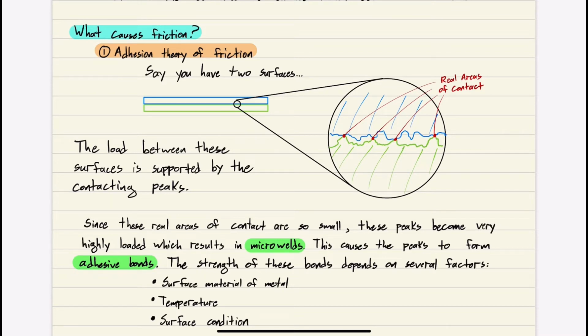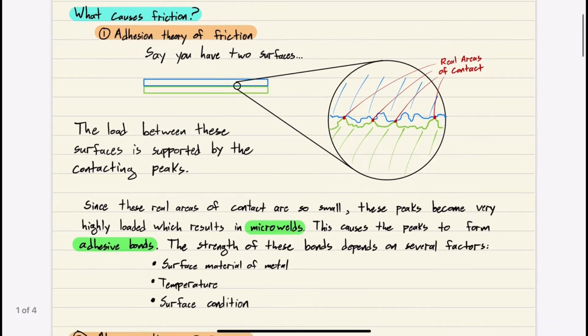The strengths of these bonds can depend on a couple of things like the surface material of the metal, the temperature, surface condition, things like that. So you have to overcome these adhesive bonds and micro welds in order to have these two surfaces slide against each other, and that's friction.